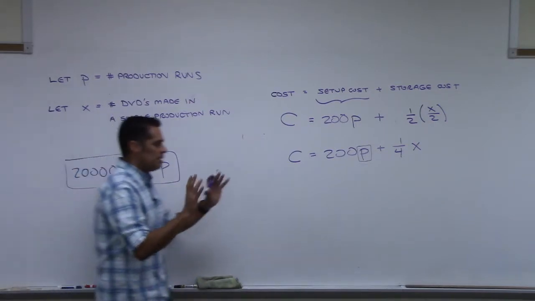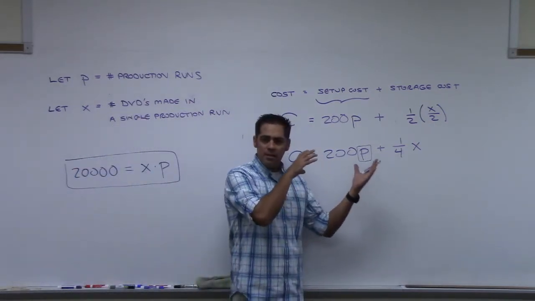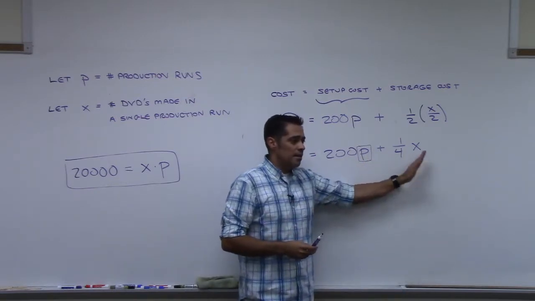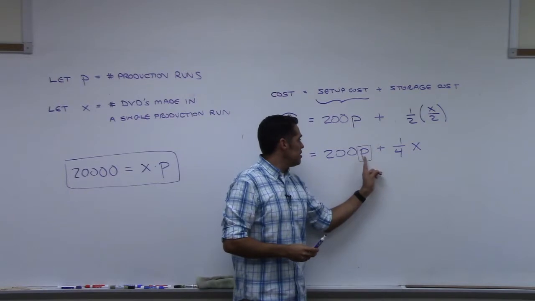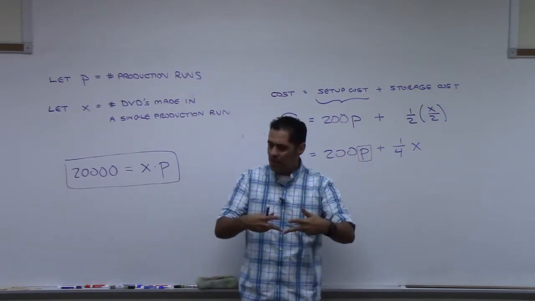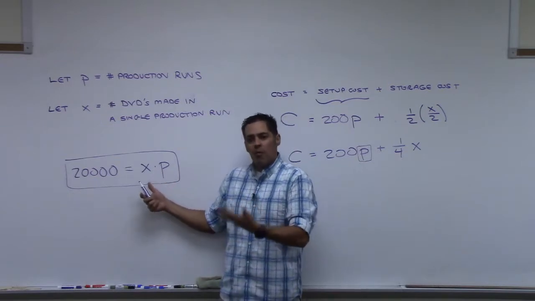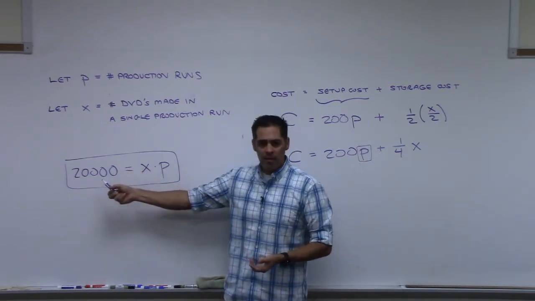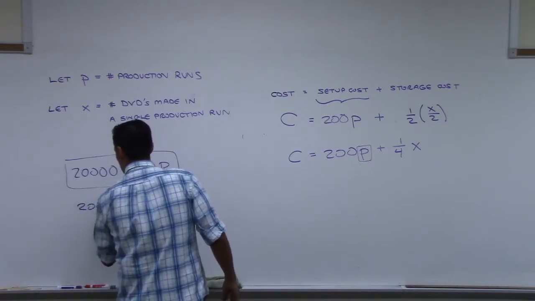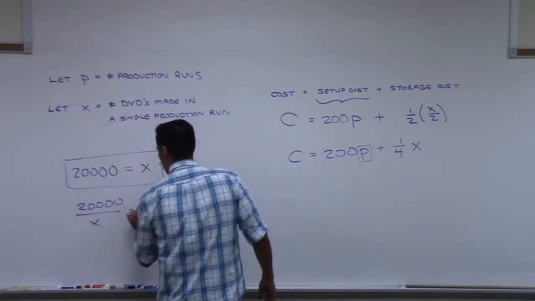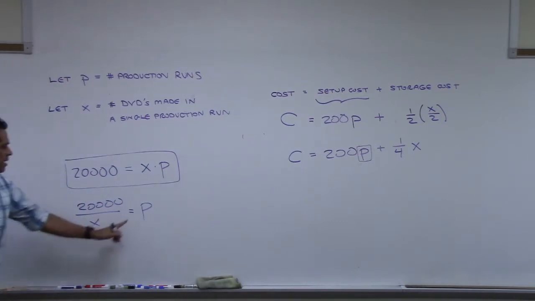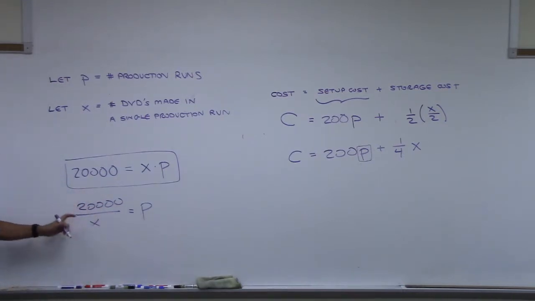So we're over here, let's not lose sight. We're trying to find the minimum cost, but cost has two variables in it. We have to get rid of one of these variables, so I'm going to try and get rid of P. I've got to replace P with something with X's in it. So I come back here and I say, oh, but wait a minute, X times P has to be 20,000, which means P is 20,000 over X. If I divide both sides by X, my number of productions should be 20,000 divided by X.